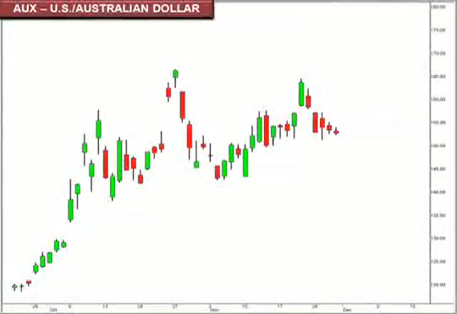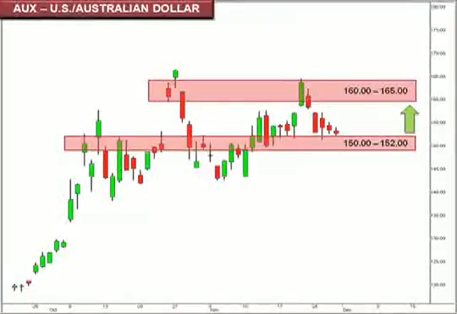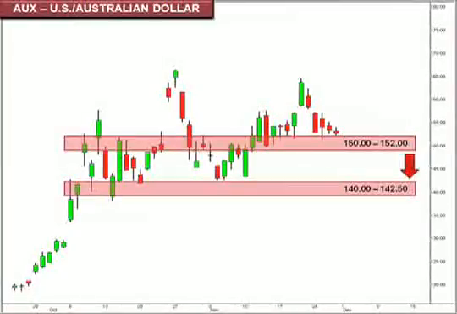Well, after a test of previous highs, the AUX, the US versus the Australian dollar, has retraced into that 150 to 152 focal zone. This too represents a key level of support, and a bounce off of this would see us targeting that 160 to 165 focal zone once again. If that 150 to 152 does not hold, then the path of least resistance will be towards a test of the 140 to 142 range.